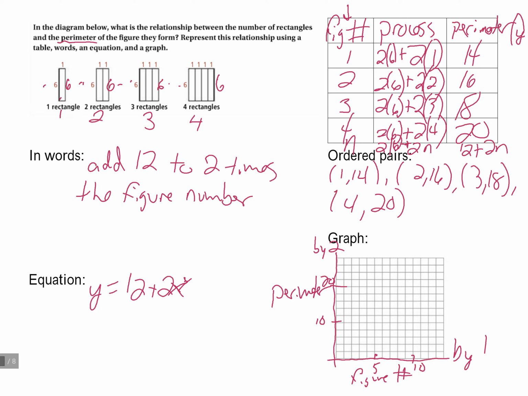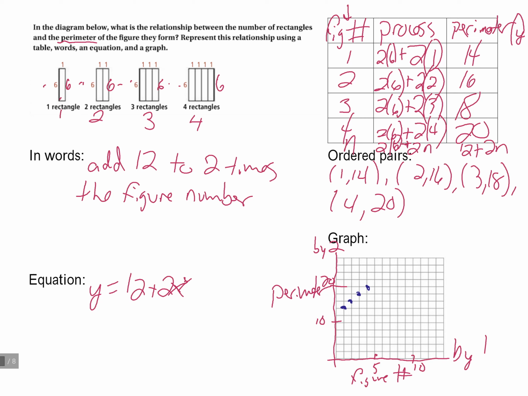Okay, now I'm going to make my dots. So ordered pairs. I got 1 is here, and then 14 is already all the way up here. 1, 14. 2, 16, right there. 3, 18 is right there. And then 4, 20 is right there. There you go. That's how you do that.